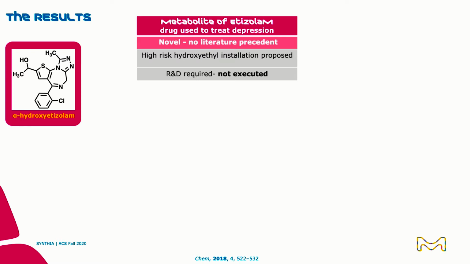We had identified a route internally for this molecule. However, we had deemed it very high risk due to the installation of the hydroxyethyl group being done at a late stage in the synthesis. And so we had determined that a significant amount of R&D could be required because it was very high risk that we could fail in late stages of this synthesis. And so for that reason, that particular route had been sidelined. But when this collaboration opportunity came about, we thought this would be a great way to challenge the software to find an alternative, more robust route.